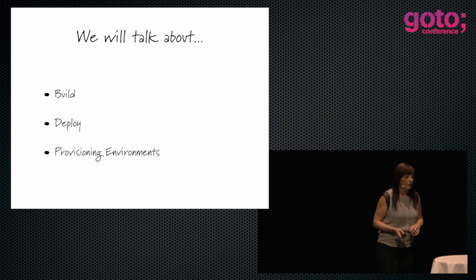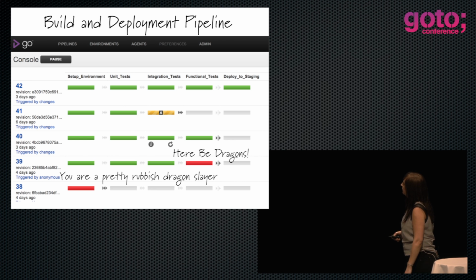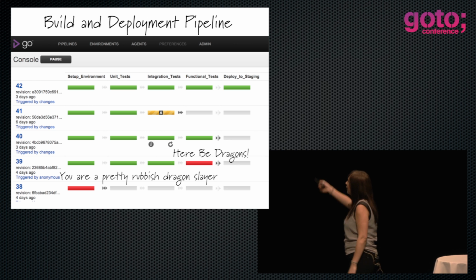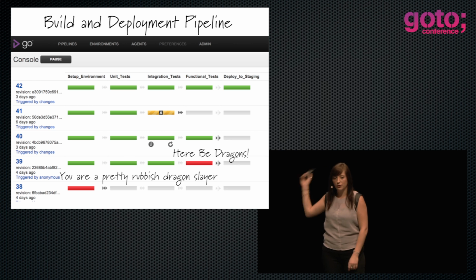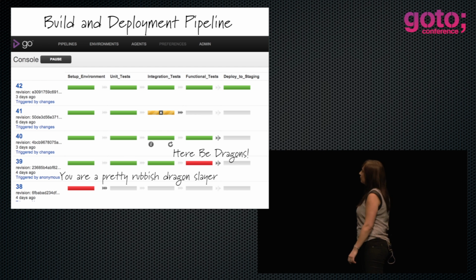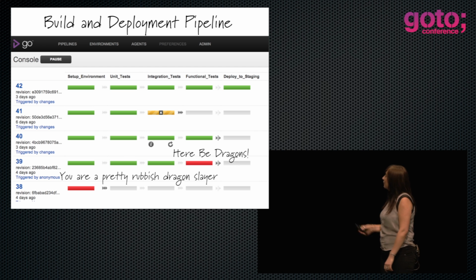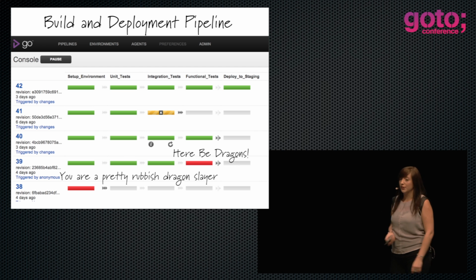So let's start with what we're actually trying to achieve in a standard build pipeline, where you've got setting up the environment, running your unit tests, integration, functional tests, and deploying your environment. And you can do these in different stages. Maybe you deploy, then you run your tests. And this is Go, for those that haven't seen it.